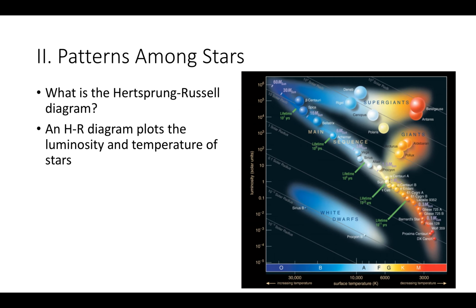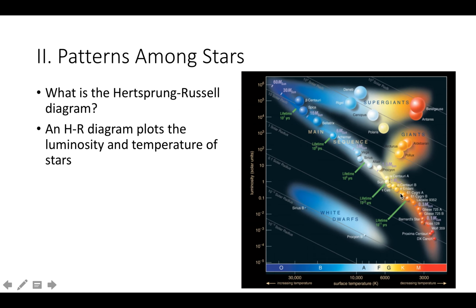Patterns among stars. So your assignment tomorrow, you're going to be dealing with a Hertzsprung-Russell diagram. And this diagram basically plots luminosity on the vertical axis and temperature on the horizontal. And you can kind of see also the classification of stars here. Okay. Now, these stars right here, you can see that they have been named, and these are called main sequence stars.